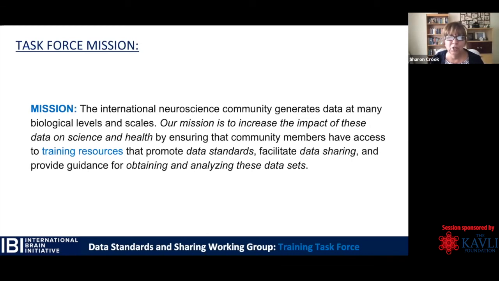So our mission is in line with the mission of the Data Standards and Sharing Work Group. And that is, we want to increase the impact of these data on science and health. And of course, for our task force, the way that we want to achieve that is through training resources. And in particular, we're interested in promoting data standards, facilitating data sharing, and providing guidance for obtaining these data sets and then analyzing them and using them in many different ways.